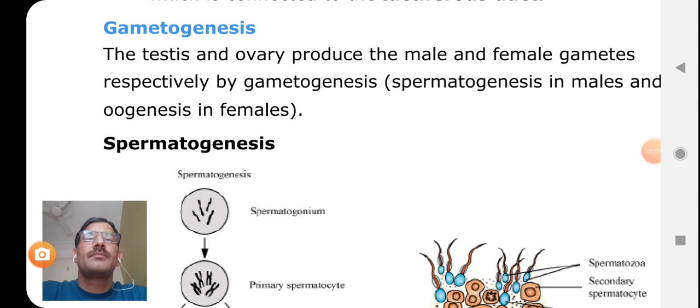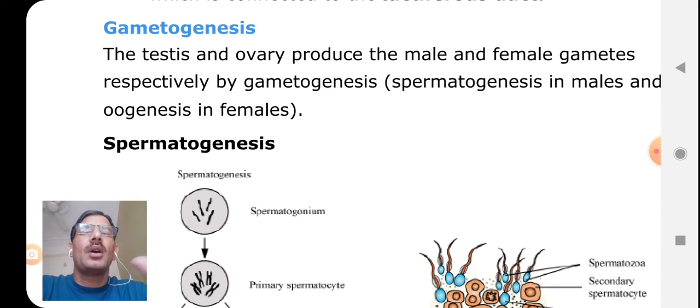Well, students, today we are taking the topic gametogenesis. Gametogenesis means formation of gametes in the male and female reproductive organs. Primary male reproductive organs are pair of testes, and in females, primary reproductive organs are pair of ovary. So inside the testes and ovary, sperm and ovum are produced or formed, and that process is called gametogenesis.